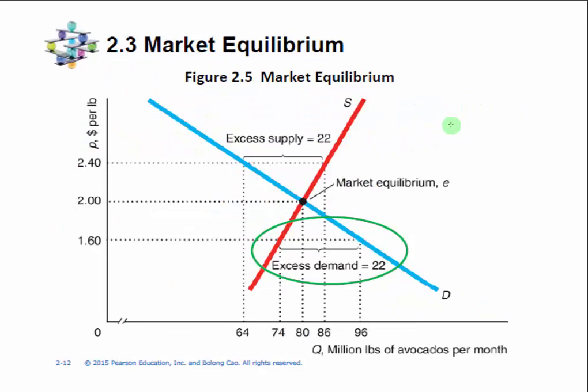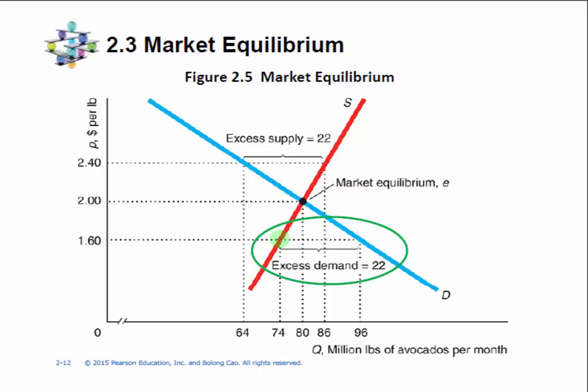If the market is out of equilibrium, if the price falls below the equilibrium price, what we will find is that there are some people in the market who want to change their behavior. At $1.60, the quantity demanded is 96 million pounds. There are some people who want to buy more than what is supplied in the market. What is supplied in the market? It's 74 million pounds. Okay, so people find the shelves of avocados in the supermarkets empty, right?